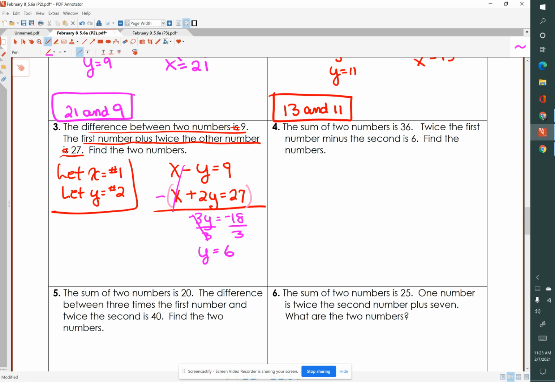Because we have negative 3Y equals negative 18, dividing by negative 3. Negative divided by negative is a positive, so Y equals 6.